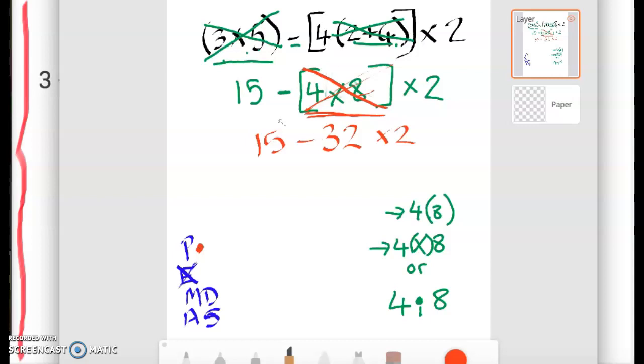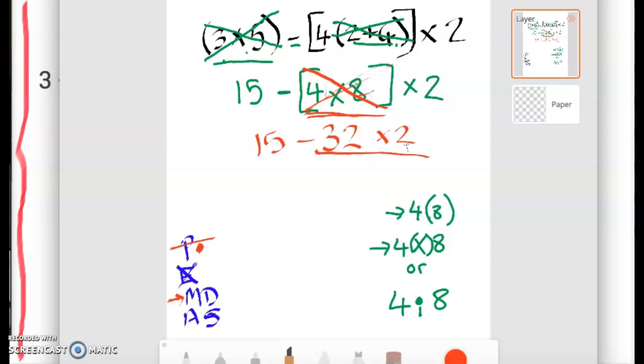Now, next step. I'm going to come back here again. Do I have any parentheses? I don't have any parentheses. I finished simplifying them and I got rid of them. Exponents we don't have in 5th grade. My next step is multiplication or division. If I start from left to right and I look, multiplication is right here. So I'm going to do that: 32 times 2.